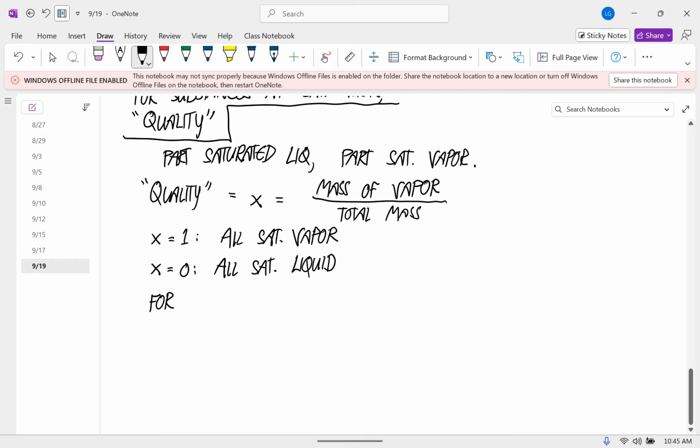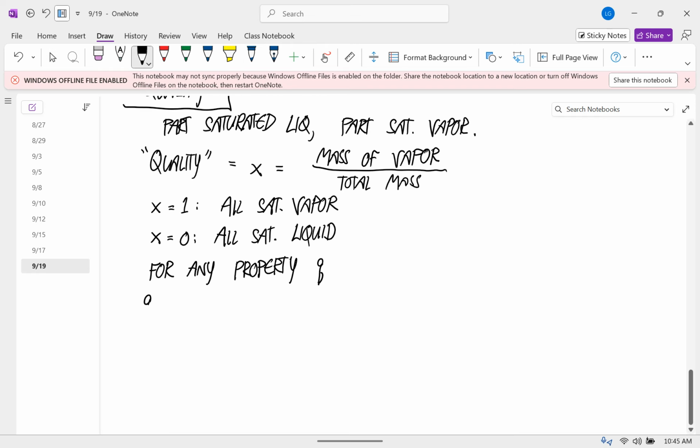Here is the reason that quality is useful. For any property q, I'm just making up a property called q that can stand in for anything else, the q of the mixture is the quality times what q would be for the vapor, plus the quantity 1 minus x times what q would be for the liquid.